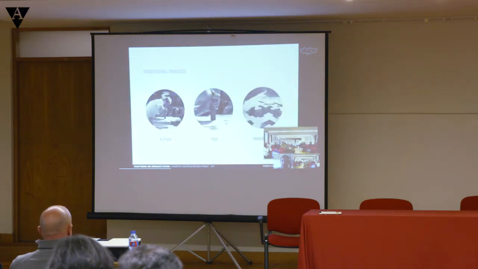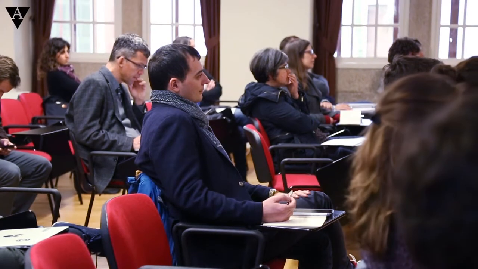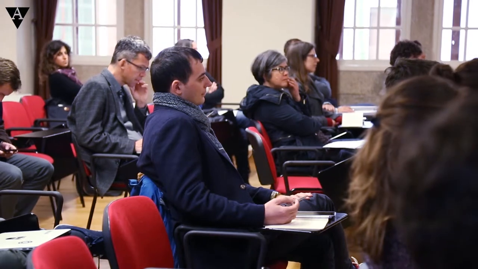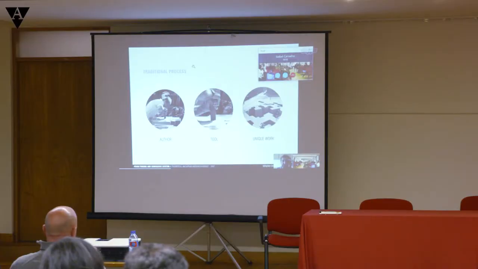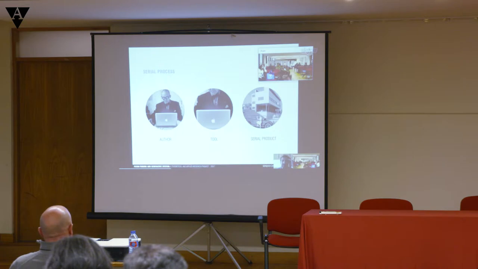And so what I'm trying to argue here is, like a traditional process, the author works with his own tools and does a kind of unique work. And in a serial process, Corbusier could use today a computer, for example, and he would produce a serial product that is like a form. Henry Ford: you can have a car any color as you want, as long as it's black. So the choice is bigger, but still limited.